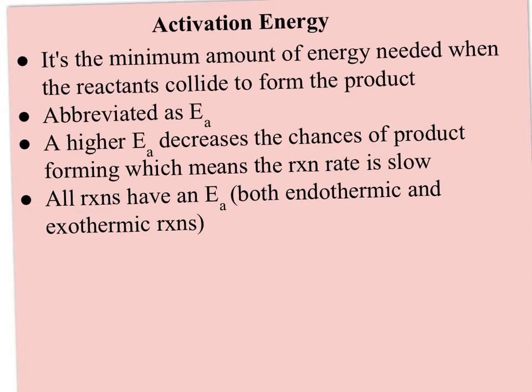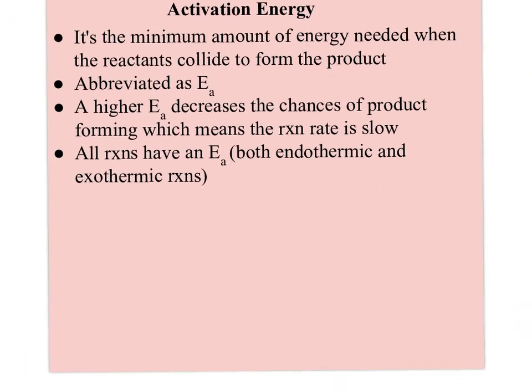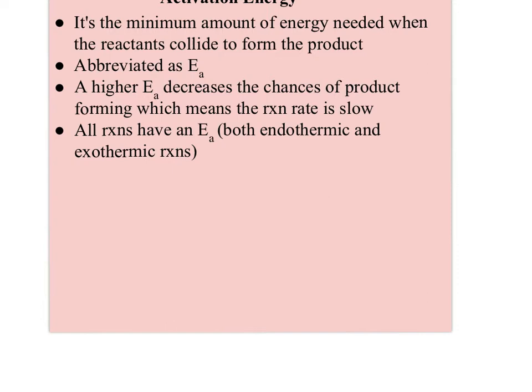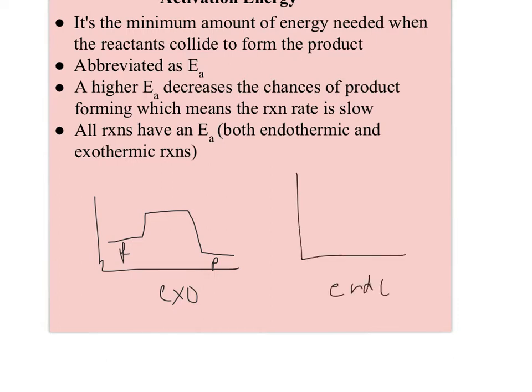But if the activation energy is lower, then the chances of forming product is going to be greater and your rate will tend to be faster. All reactions have an activation energy, whether it's endothermic or exothermic. And in fact, when I've drawn the graphs before, if I minimize this a little bit, when we look at a graph and we show the reactants and then the transition state and then the products, this is an exothermic graph with my reactants and products, whereas this would be an endothermic graph showing my reactants and products, with the difference being how much potential energy is in the reactants and products.